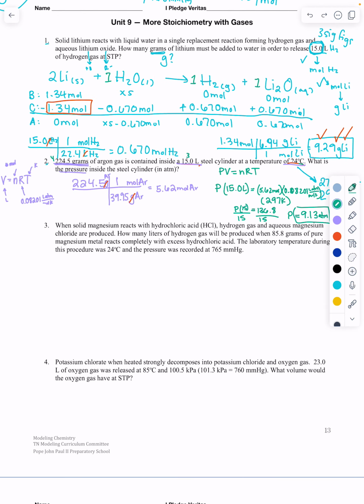So now go ahead and use these same principles to solve numbers 3 and 4 as best as you can, and then we'll go over them next class.